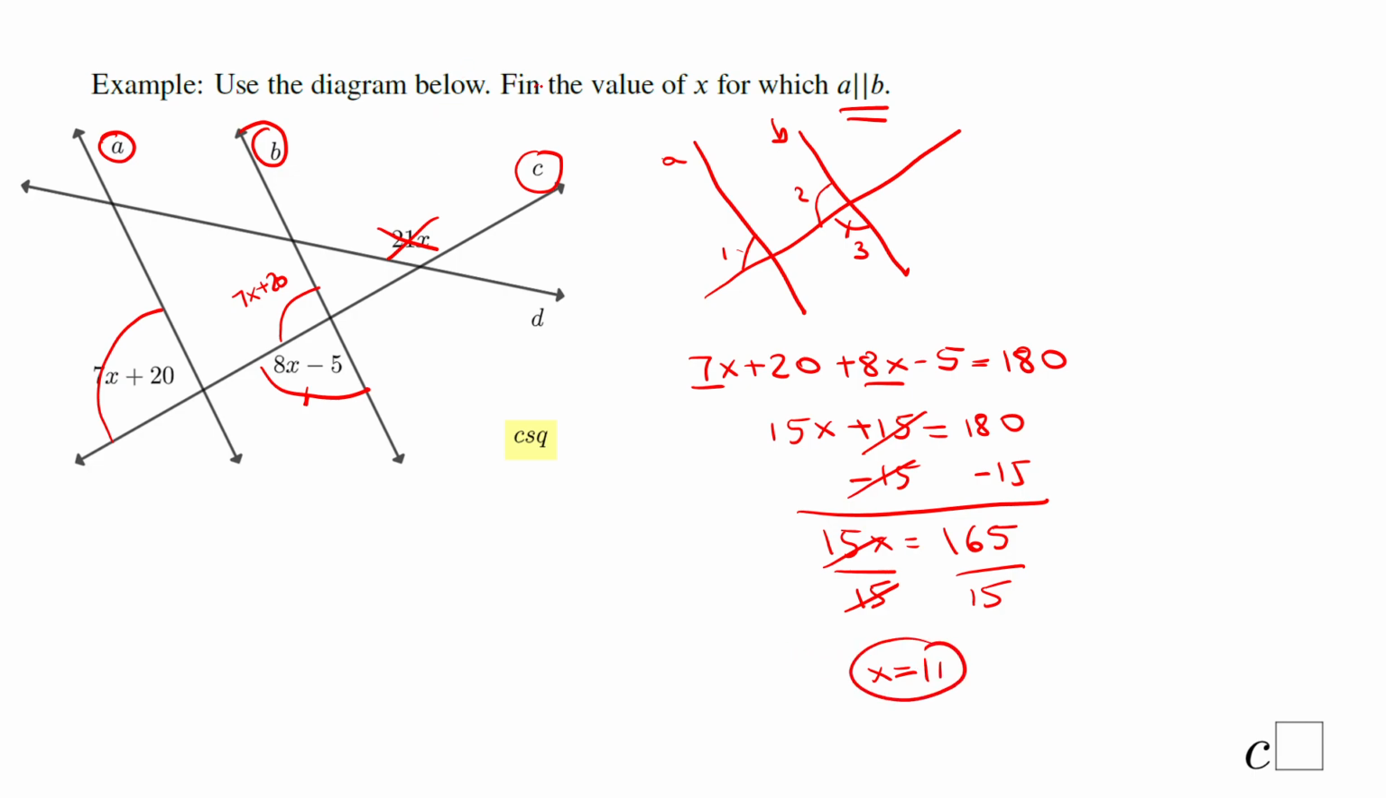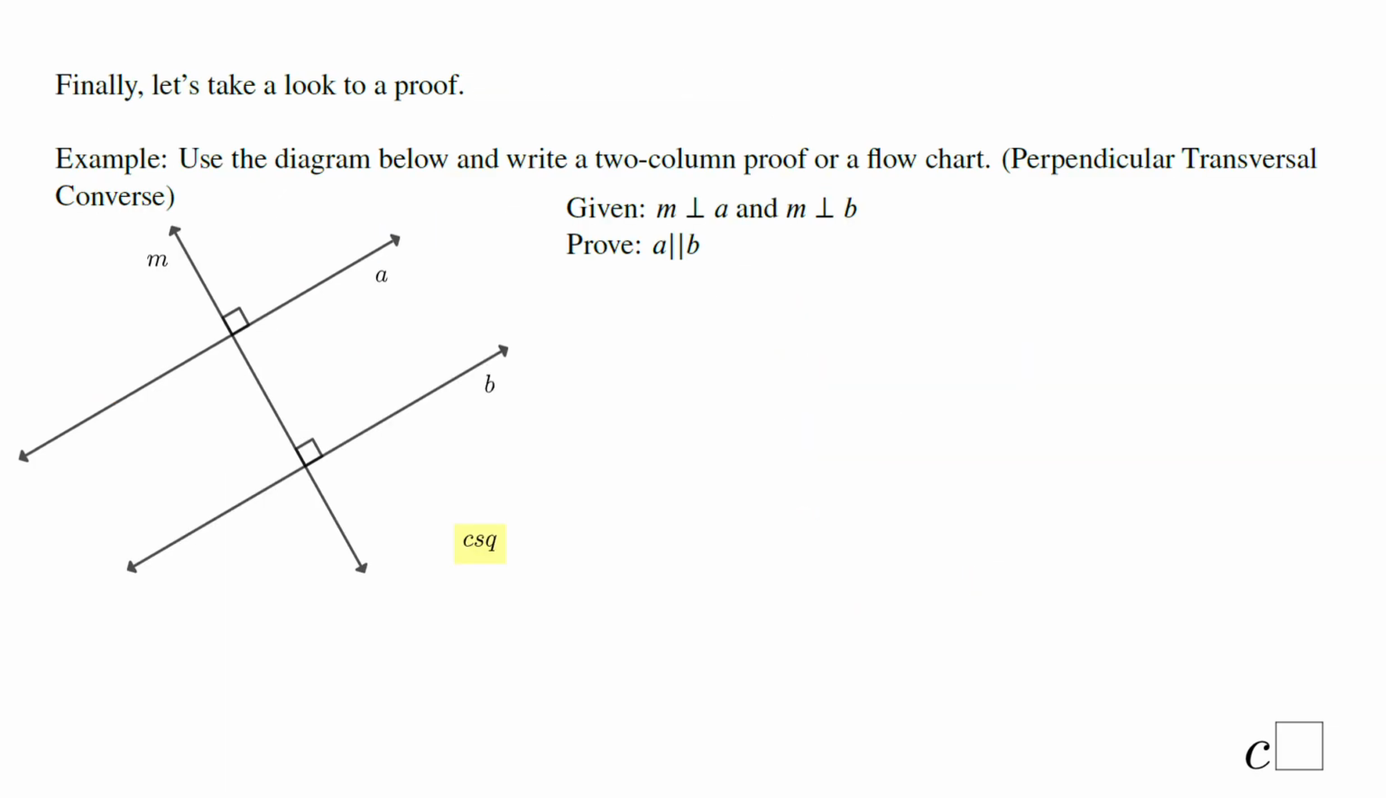So yes, we did find the value of x, that is 11, for which these two lines are parallel, because then these two angles we have in the picture are going to be supplementary. You can check it if you want: replace x with 11 in both expressions, and whatever you get, add them and you should get 180. Finally, in this lesson, we'll take a look at a proof.